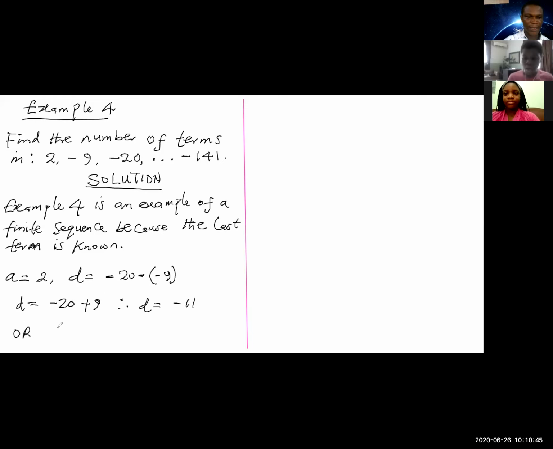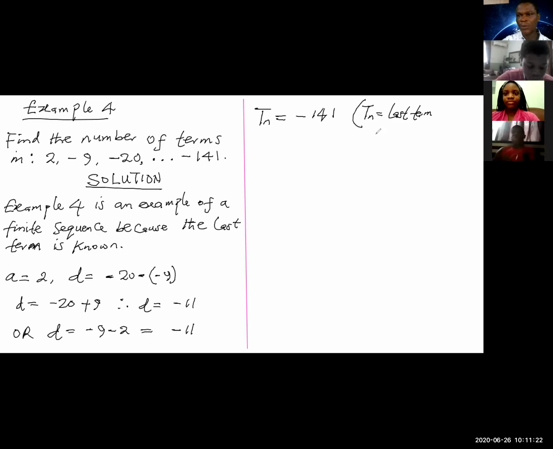Or someone can say d is equal to the second term minus the first term, minus 9 minus 2 equals minus 11. Then the nth term, which is the last term, was given. So this, our Tn, the nth term, also called the last term, is minus 141. All right, it's called the last term, the nth term. So take note, Tn is equal to the last term, or the nth term.